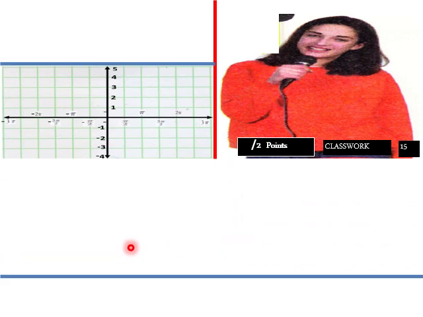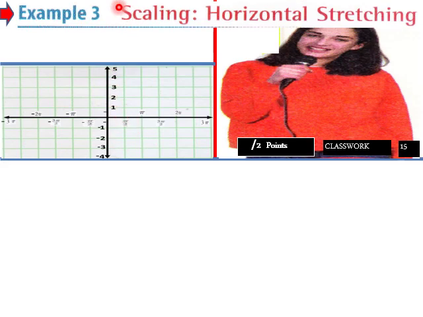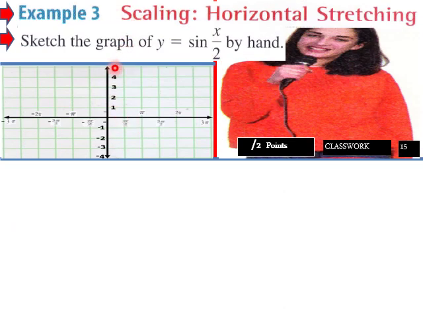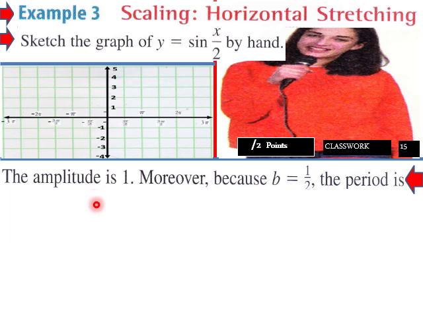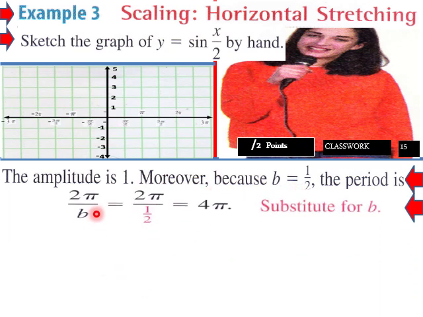Let's try another example here. Scaling, horizontal stretching: sketch the graph of y equals sine x over 2 by hand. So the amplitude here is 1, it's implied. Moreover, because b equals 1/2, the period is 2 pi over b, which equals 2 pi over 1/2, which equals 4 pi. So we have a period here of larger than 2 pi.